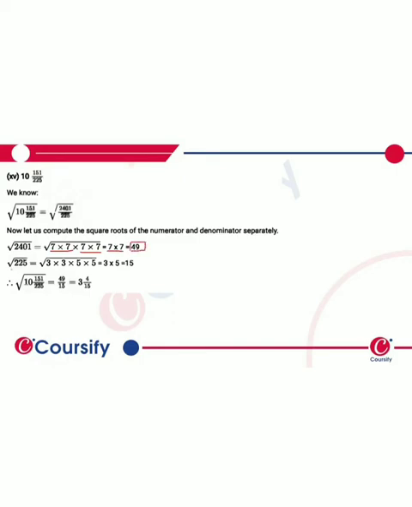For the denominator, that is 225, we have 3 into 3 into 5 into 5. So a pair of 3 and a pair of 5. So taking 3 common and 5 common, we get 3 into 5 is equal to 15. So the answer will be 49 by 15, or in a mixed fraction we can write it as 3 of 4 by 15.